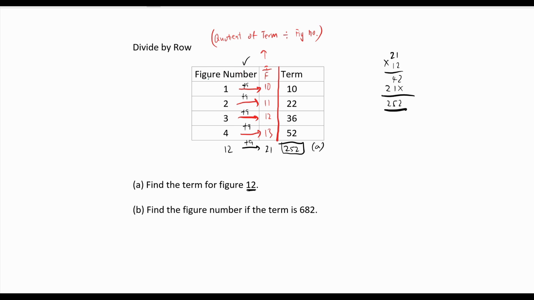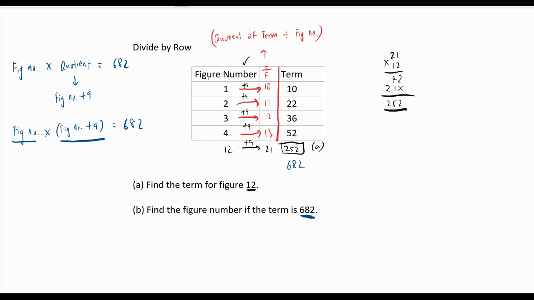We also need to know how to find the figure number if we are given the term. Since the term is 682, we know that figure number times the quotient gives us 682. We know that the quotient is figure number plus 9, so we can write figure number times figure number plus 9 equals 682. It looks like we are stuck here, but notice that the figure number and the quotients are actually not that far apart. The difference is only 9. This actually resembles square numbers.